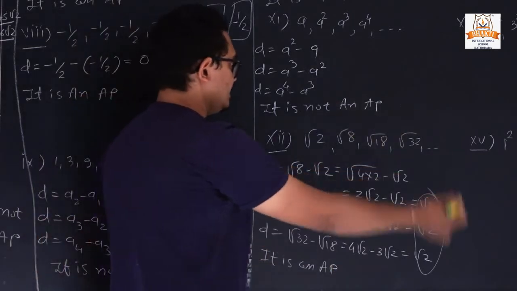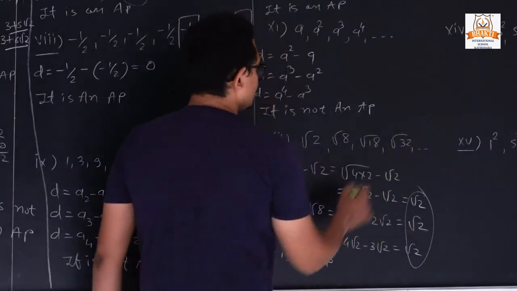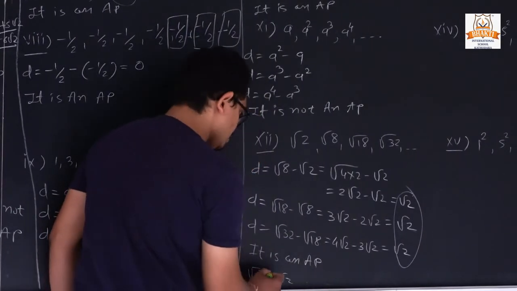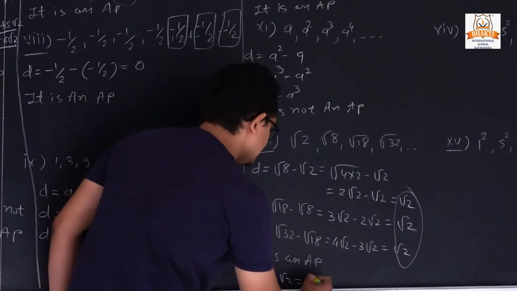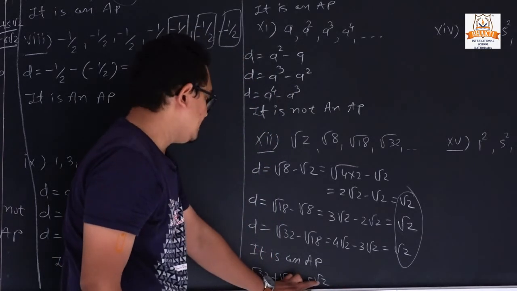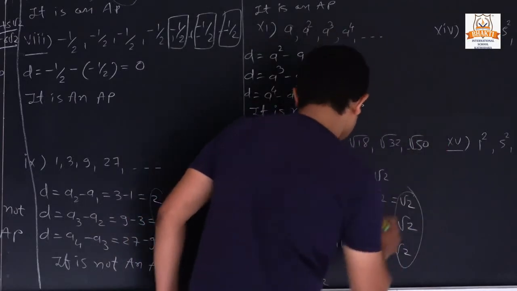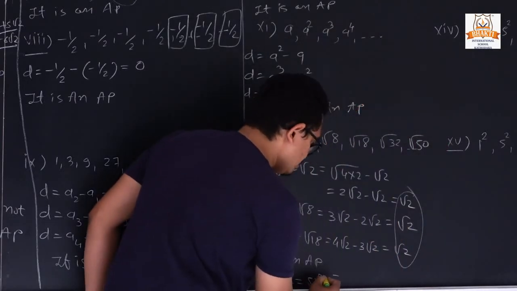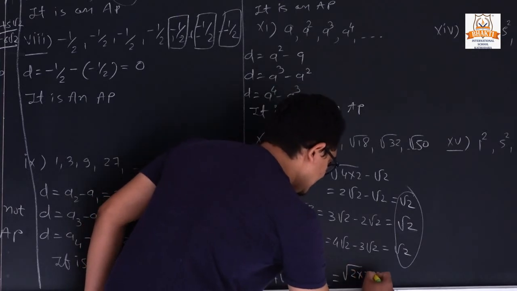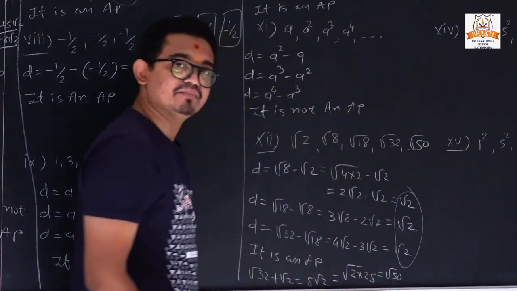So how can we find the next three terms? For that you add root 2. Root 32 plus root 2: root 32 means 4 root 2, so the answer is 5 root 2. The 5 goes inside the square root, so it is 25 times 2, which is root 50.